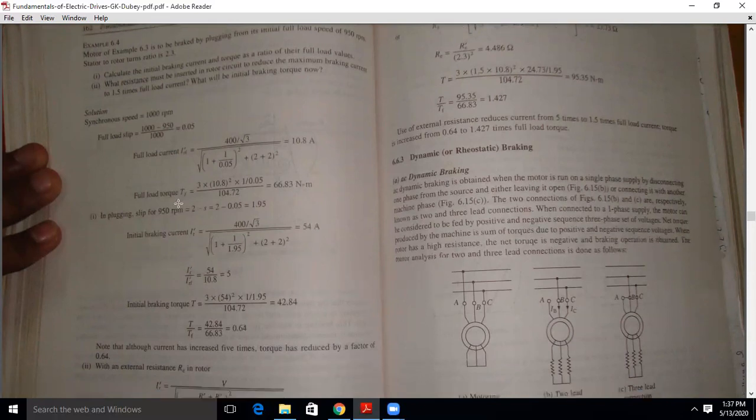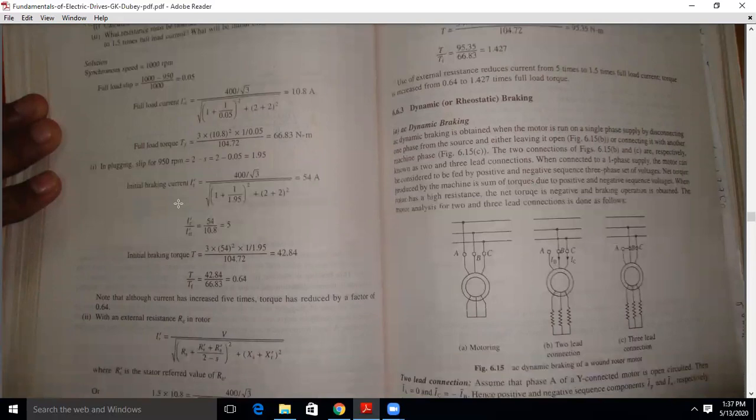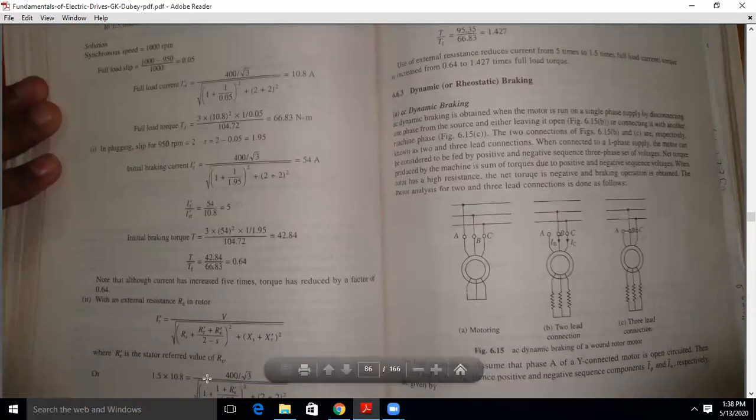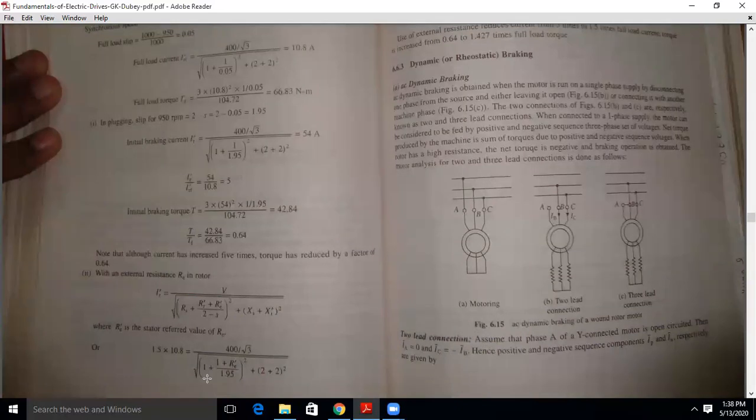So now, in order to have that particular resistance value Re in the rotor circuit, please again use the formula for I dash. It is V divided by Rs plus, so here we are just adding the external resistance in the rotor circuit, so it is Rr dash plus Re dash divided by 2 minus S, plus Xs plus Xr dash, all squared. Now Re dash is the stator referred value of Re. Now we need to calculate this, so Re dash we need to have.